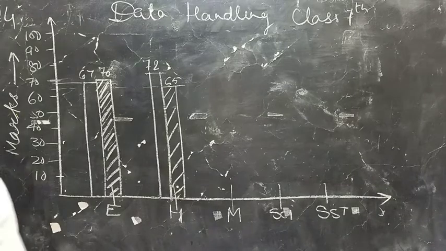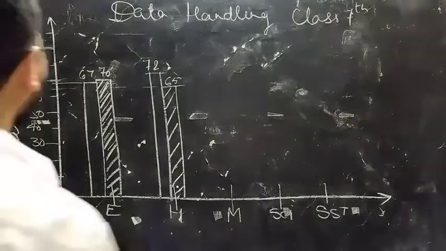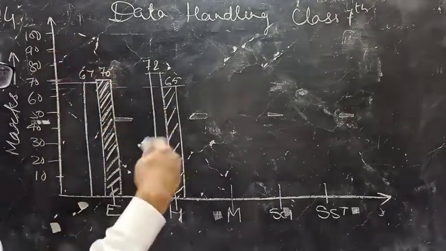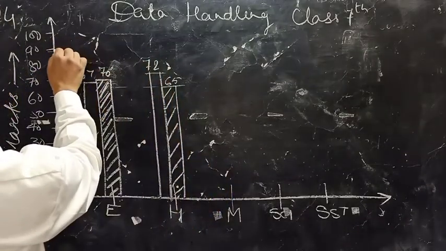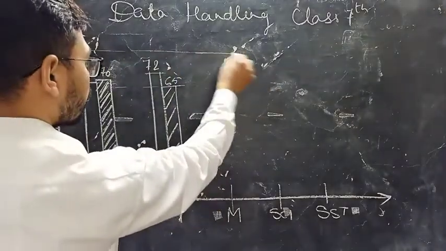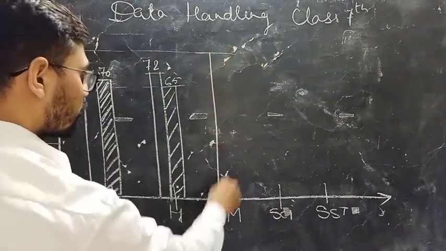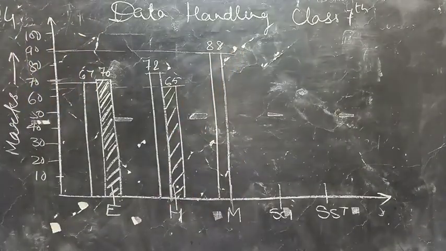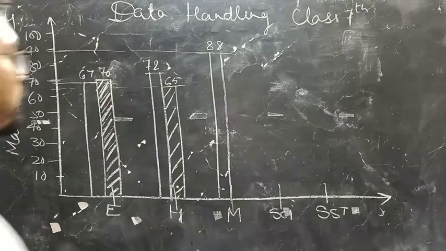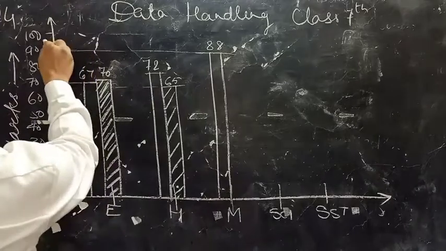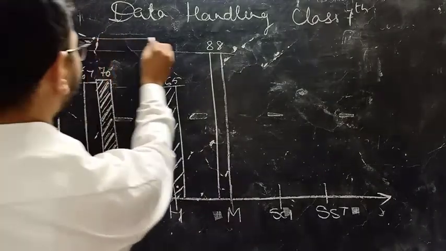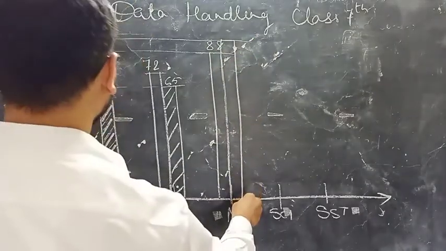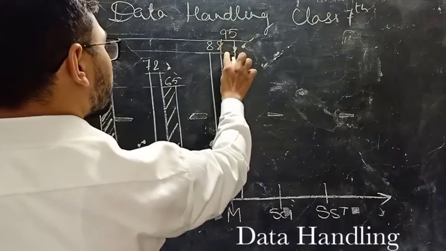Now in mathematics he got 88 marks. So 88 will lie somewhere below 90, between 80 and 90, but much closer to 90. So this is representing 88 and 95. In the next term he got 95 marks in mathematics, so in between 90 and 100. So this is representing 95.